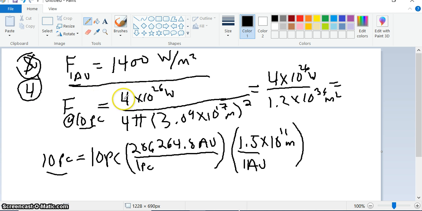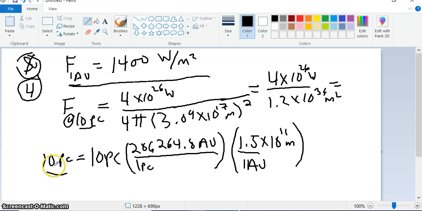So anyhow, the luminosity of the sun is how many watts are coming off the surface of the sun. That's 4 times 10 to the 26th. And how did I get this number? The 4 pi is just the surface area part. But how did I get this 3.09 times 10 to the 17th? Remember, that's the distance of 10 parsecs in meters, and then you have to square it. So you get this number, 1.2 times 10 to the 36th square meters.